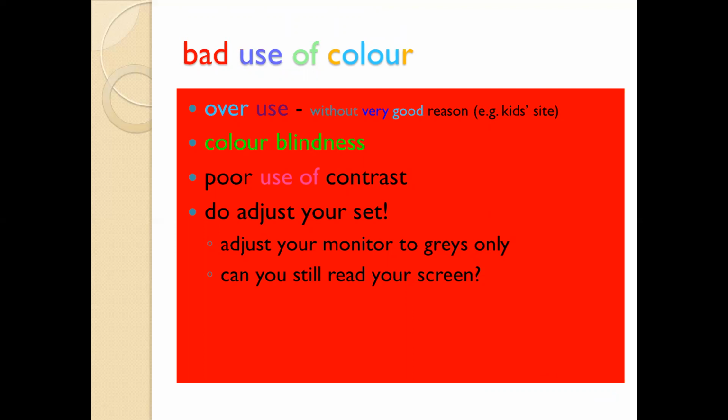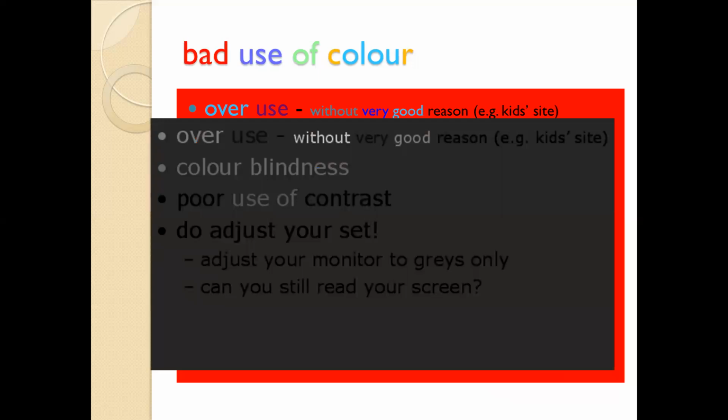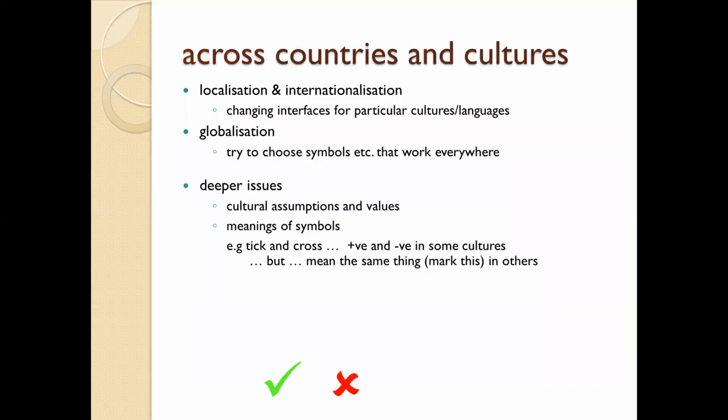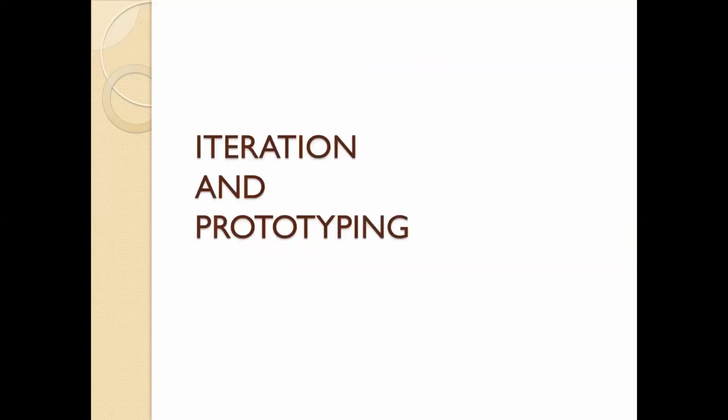Color blindness, poor use of contrast. Do adjust your set: adjust your monitor to grays only. Can you still read your screen? Across countries and cultures: localization and internationalization, changing the interface for particular cultures and languages. Globalization: try to choose symbols, etc. that work everywhere. A deeper issue is cultural assumptions and values, the meaning of symbols. A tick and cross are positive and negative in some cultures but mean the same thing, or mark this, in others.